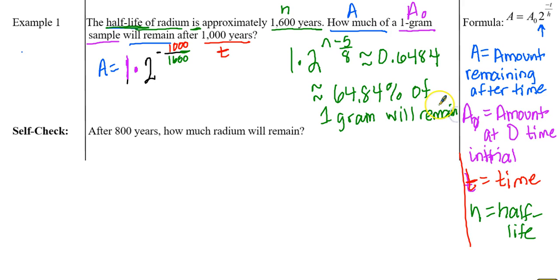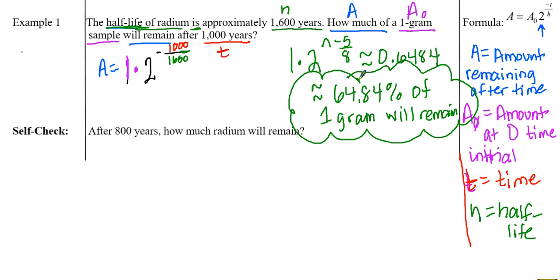Or you could say 6,484 hundred-thousandths of a gram will remain, if you'd like to. But I think logically, 64% of it makes sense. About 64% of that 1 gram will remain. Okay, you do the next one by yourself.